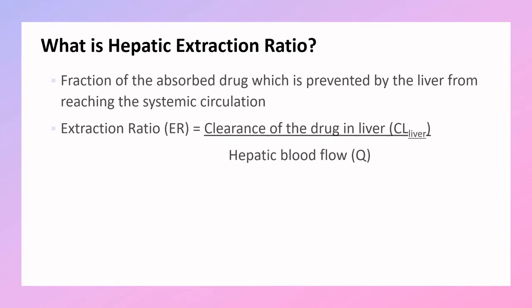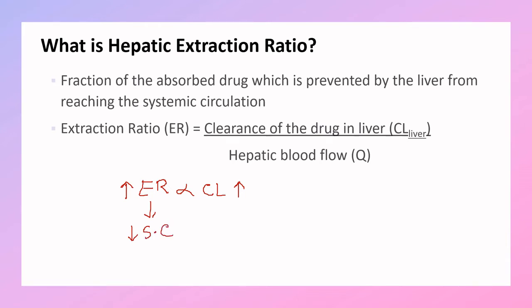So it is determined by the equation: the clearance of the drug in the liver divided by the hepatic blood flow. The clearance of the drug is signified by Cl and the hepatic blood flow by Q. Since the hepatic extraction ratio is directly proportional to clearance, the more the clearance, the more will be the extraction ratio, and the more the extraction ratio, the less will be the drug that will ultimately reach the systemic circulation.